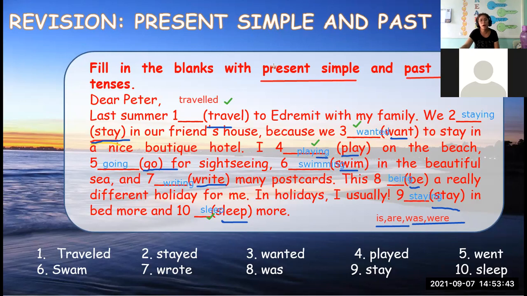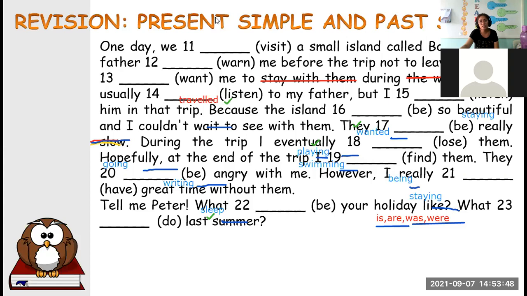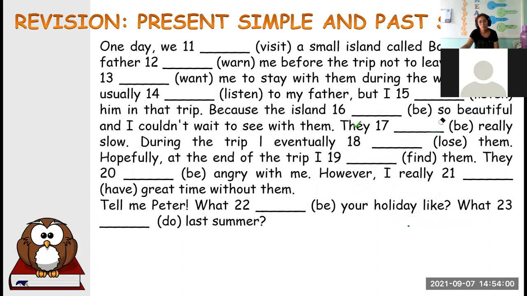Okay. Next one. Look up here. I will erase. Okay, here. Present simple and past simple again. Please do not use verb with ing like visit, visiting. No. Teacher Anne is not asking continuous tense. I am asking past and present tense. Okay? Please try to answer.